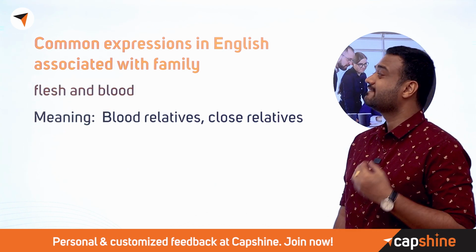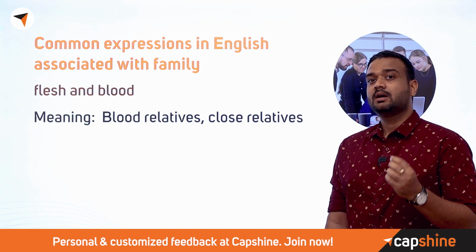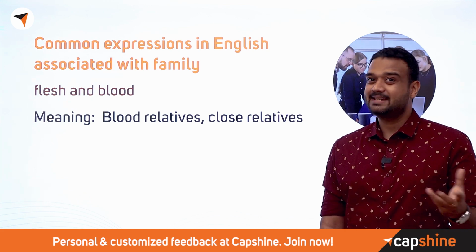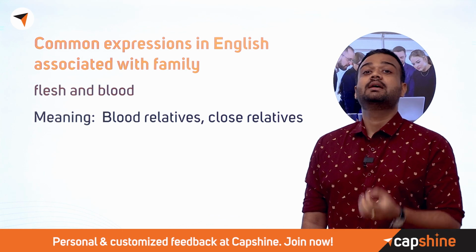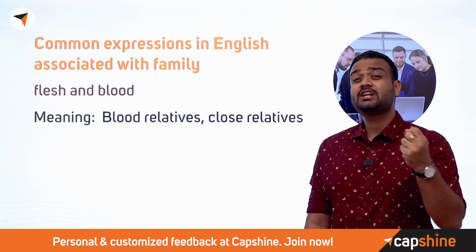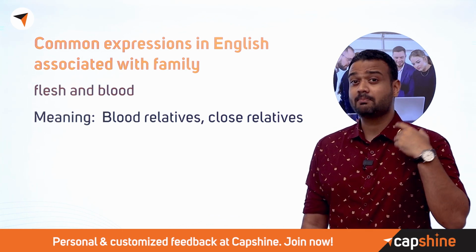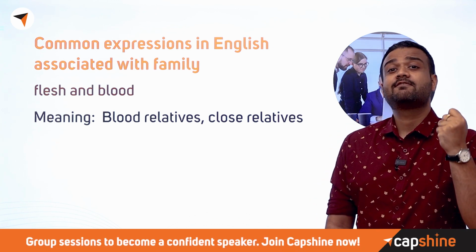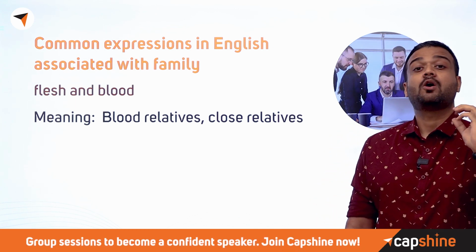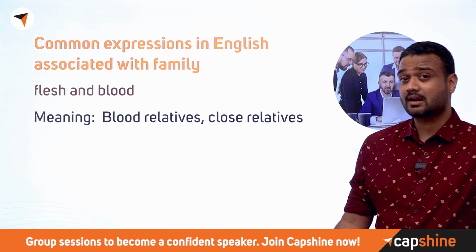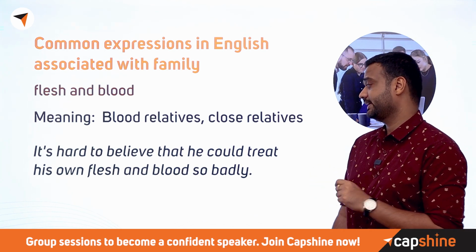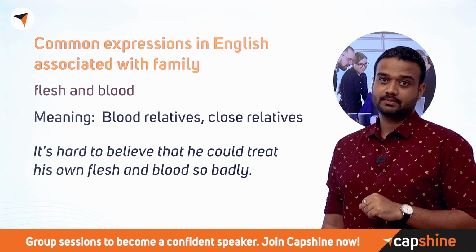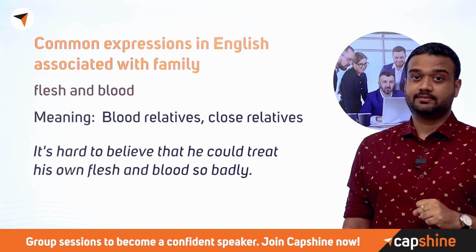Another one is flesh and blood. This is not about meat. This is actually about relationships. When someone is flesh and blood, they're related to you by blood. They're very close, a very close relative. Like your biological sister is flesh and blood, or your father is flesh and blood, and other way around. It's hard to believe that he could treat his own flesh and blood so badly. His own blood relative, essentially.